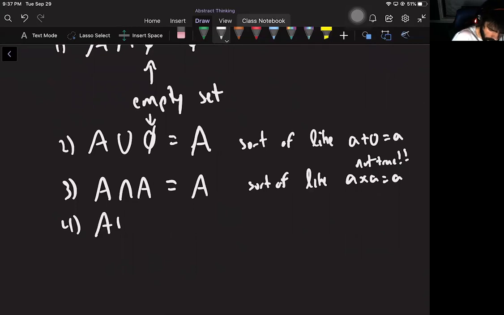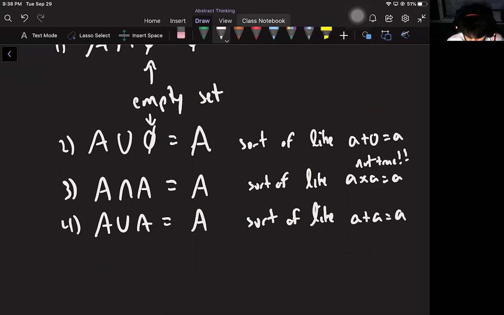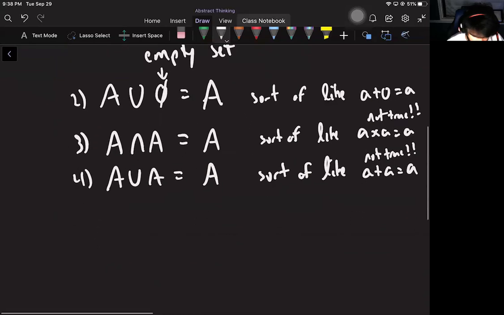Okay, what about A union A? Well, again, you're not adding anything new. When you union the same set together, you don't double count. So you just get A back, and this is like saying A plus A equals A. And again, that's not true for numbers. So this is where addition is not like union, and multiplication is not like intersection.